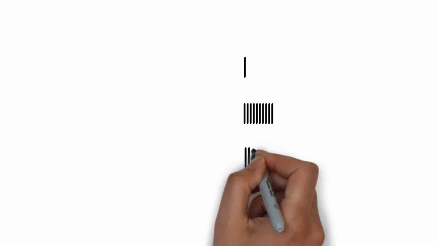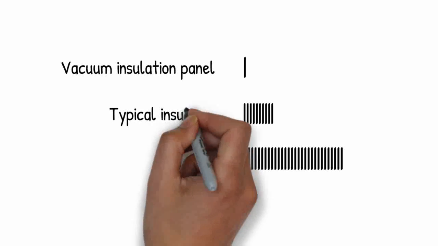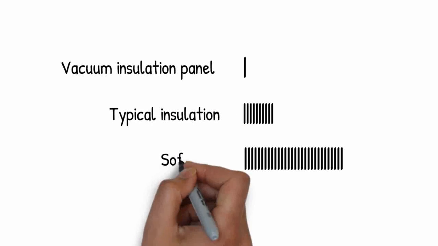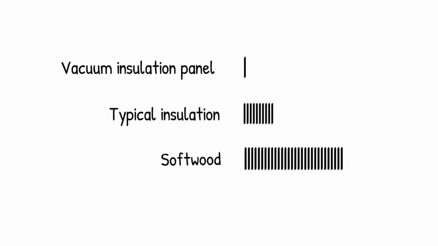Typical insulation is about 10 times of that, 0.04, and softwood timber is 3 times that again, so 30 times that of vacuum insulation panels. The value for reinforced concrete is about 18 times higher than softwood, and the value for aluminium about 1800 times.